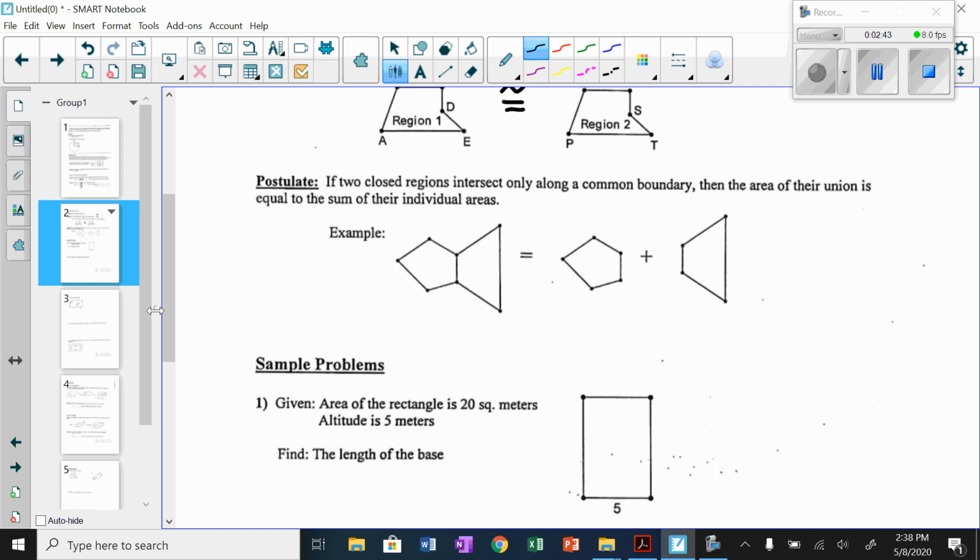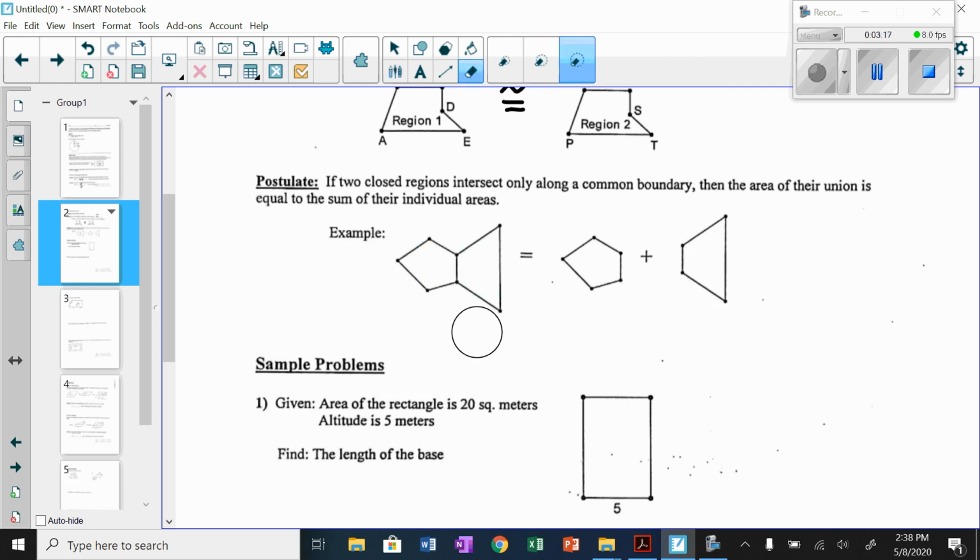Okay, so now we're allowed to do something I like to call divide and conquer. If we're trying to find the area of this, I can find the area of this pentagon, and I could find the area of this quadrilateral, and then I can add those two areas together. Remember, the area is the inside. So if I find the inside of the pentagon and the inside of the quadrilateral, I can add those two areas together. Now tell me, do you think that would work for perimeter?